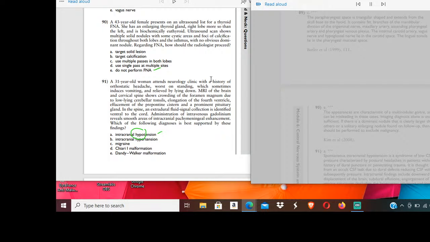89. C. The parapharyngeal space is triangular shaped and extends from the skull base to the hyoid. It contains fat, branches of the mandibular division of the trigeminal nerve, maxillary artery, ascending pharyngeal artery, and pharyngeal venous plexus. The internal carotid artery, vagus nerve, and hypoglossal nerve lie in the carotid space. The lingual tonsils lie in the pharyngeal mucosal space. Butler et al. 1999.